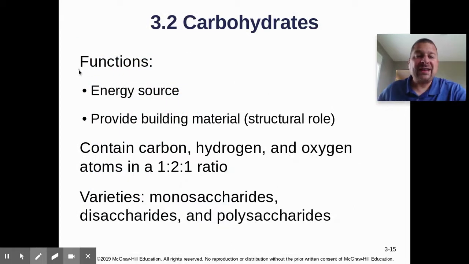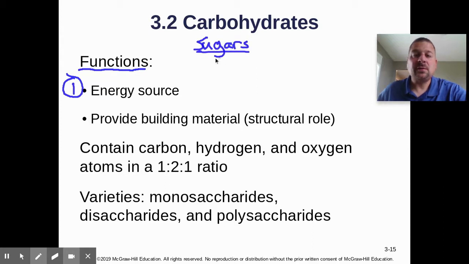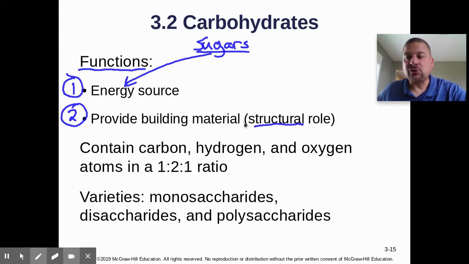First thing we want to look at is functions of carbohydrates. There are two main functions. When we think of carbs, we think of sugars. And what do you need sugars for? That's right, energy. Sugar makes you hyper, gives you lots of energy. One that's kind of lesser known, that a lot of people don't think about as often, is the structural role. In other words, using them as building materials in living organisms.